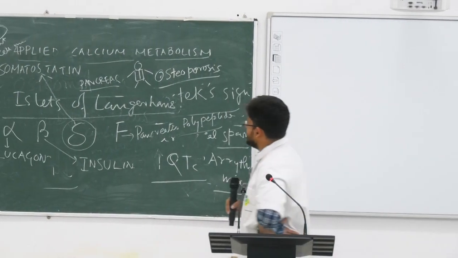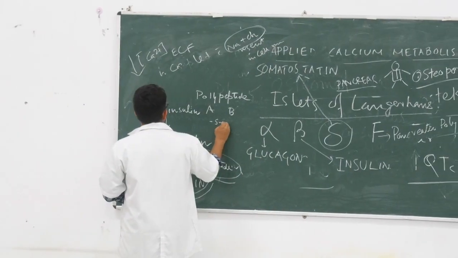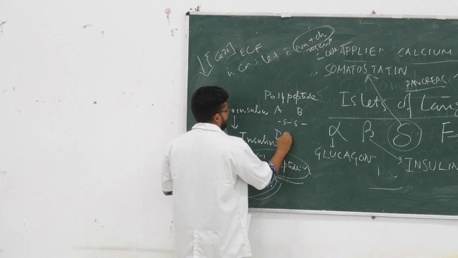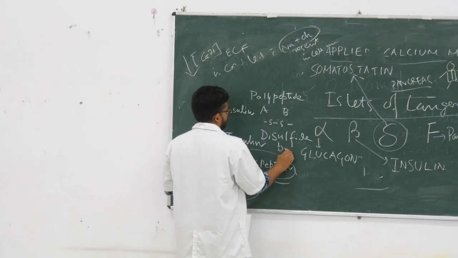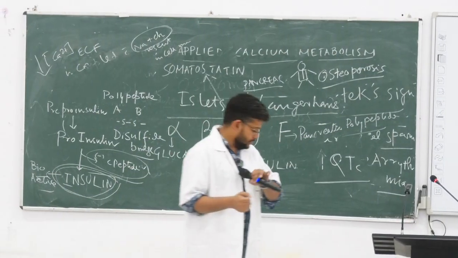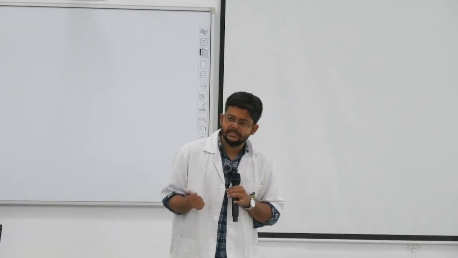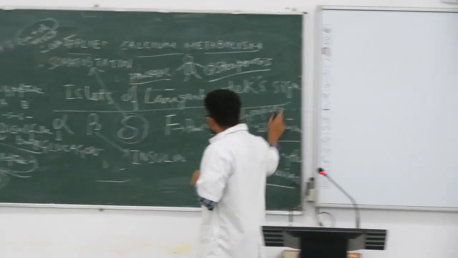Keep in mind that insulin has an A chain and a B chain. These two chains are connected via disulfide bridge. These are polypeptide chains. Amino acids are there, 51 overall amino acids.